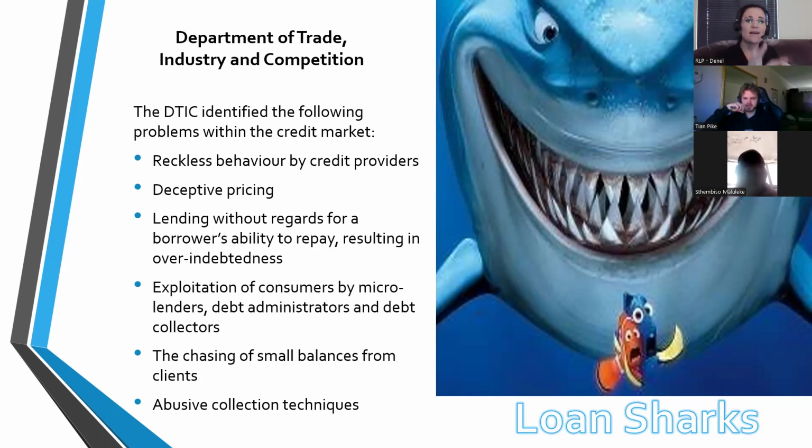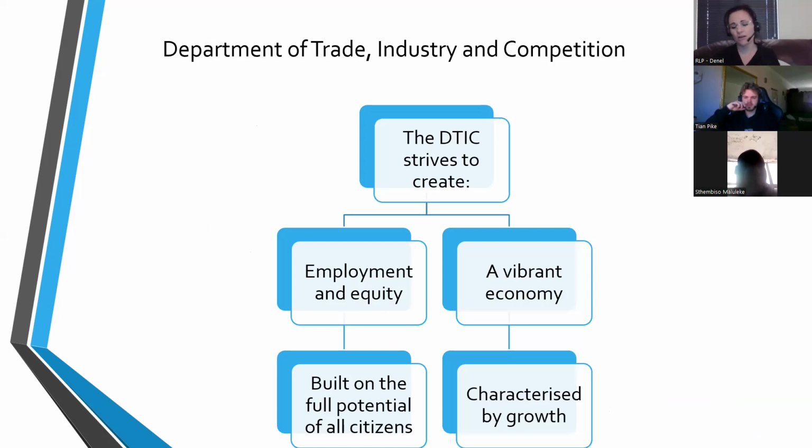And that's what the DTIC is trying to prevent. They're trying to identify loan sharks, to make consumers aware of loan sharks, and to give consumers the opportunity to know when they are being taken advantage of before they enter into these agreements.